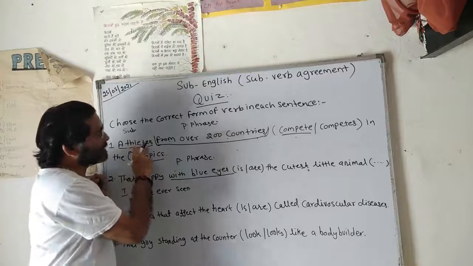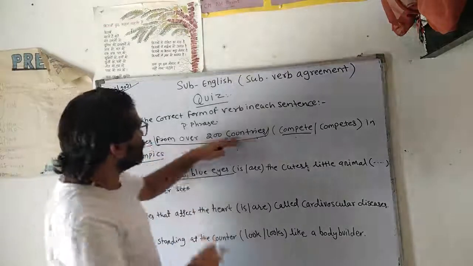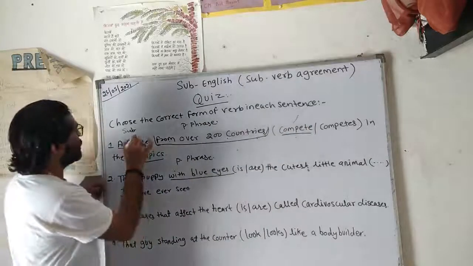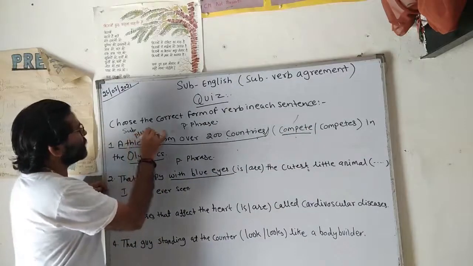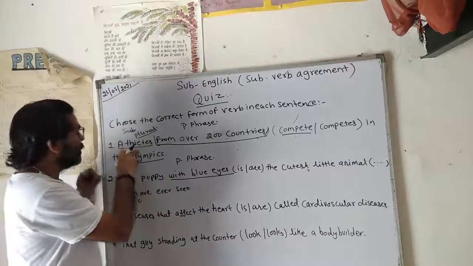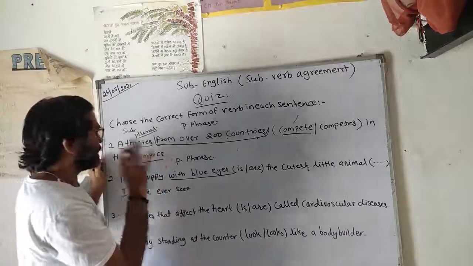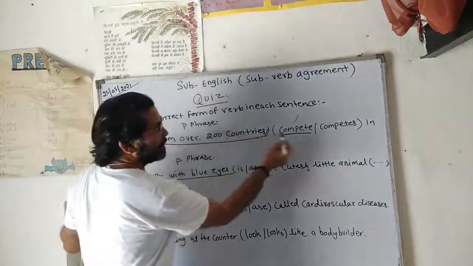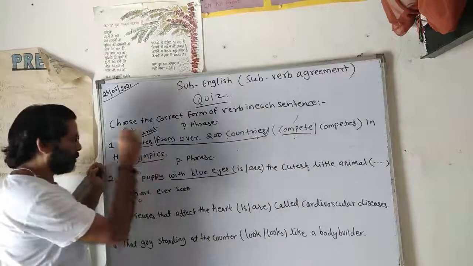So athletes from over 200 countries compete, because this subject is plural. This is a plural subject. This subject is talking about more than one. So the correct sentence would be: the athletes from over 200 countries compete in the Olympics.